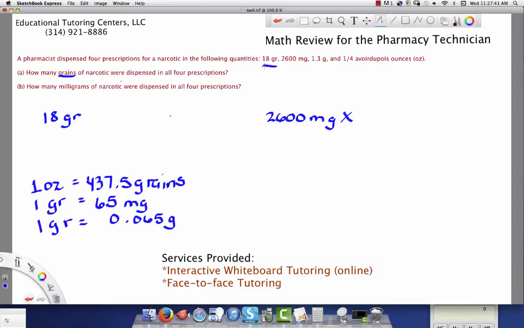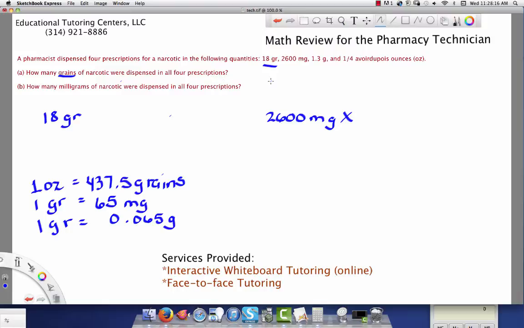So I've already underlined the key things here. This one is already in grains, so we don't need to do a conversion there. But for the remainders, the milligrams, the grams, and the avoirdupois ounces, which you could just abbreviate as ounces, we need conversions. So I wrote the conversion factors here. You should be able to find those conversion factors on a conversion sheet that your teacher may have given you or in your workbook.